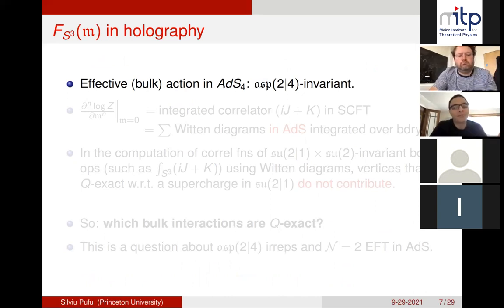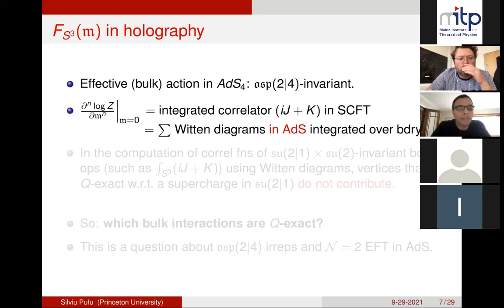So we have AdS4, and we have some effective action around AdS4 that depends on what field theory we're considering. But this action must be supersymmetric, so it must be invariant under the supersymmetry algebra of AdS4, the N=2 supersymmetry algebra, which is OSp(2|4). And as I said before, if we take derivatives with respect to the mass of the log of the partition function, we get some integrated correlator of this operator J_ij plus K. But from the point of view of the bulk, this can be computed as a sum of Witten diagrams in AdS that we then integrate over the boundary.